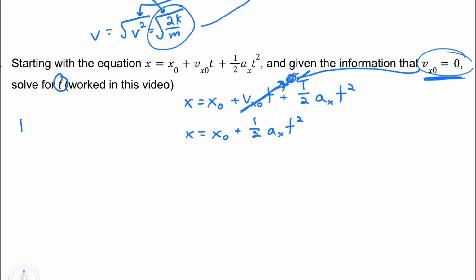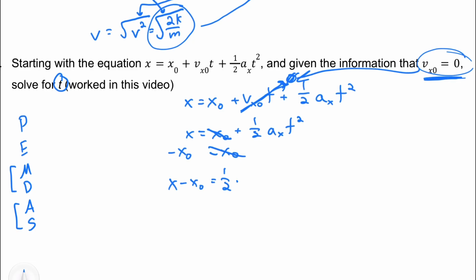And again, if we think about PEMDAS, we're going to start from the bottom, actually. We're going to do things in the reverse order. So remember that addition and subtraction go together, and then so do multiplication and division. So we want to start with this term that has t in it, and we want to undo anything that's being added or subtracted to that term, which of course is x naught. So we will subtract x naught from the right side. When we do that, x naught goes away from that right side, and then whatever we do on the right side, we've got to do on the left side, right? So we'll end up with x minus x naught equals 1/2 times a_x t squared.